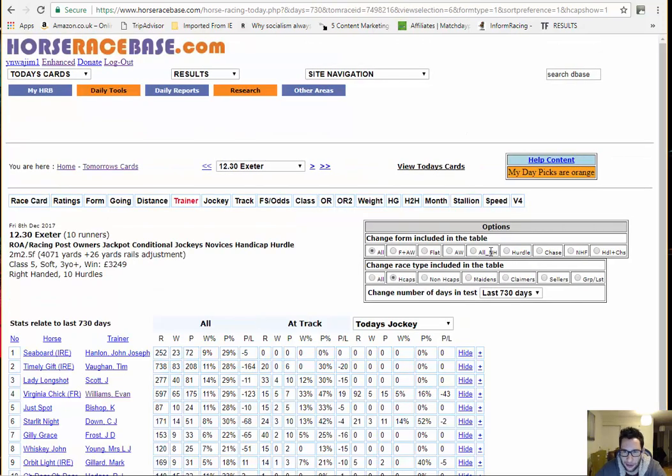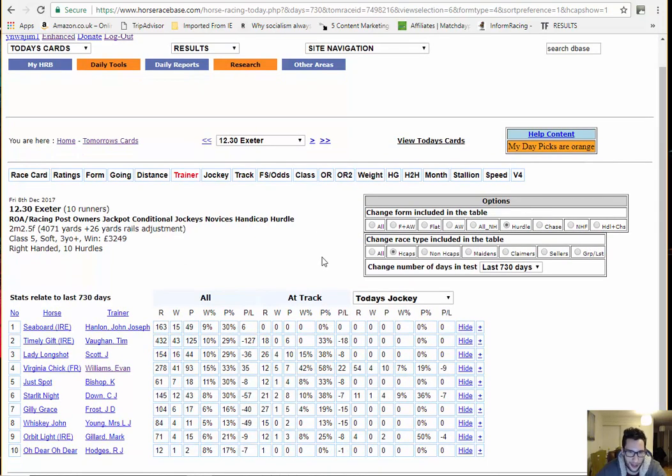So I want to look at handicap hurdles, see if anyone jumps out. What am I doing? I'm clicking that box there, and hopefully you can see in front of you those trainer stats. Tim Vaughan, as you can see there, the stats last 730 days. Jeremy Scott hasn't got too bad a record. Evan Williams is interesting, 5 from 12, 7 places, plus 22 points. We can see the jockey stats, and that's today's jockey. That will be with all trainer jockeys in handicap hurdles the last 730 days. So Evan Williams, whoever is on Virginia Chick, is only 4 from 54, but the places are okay.